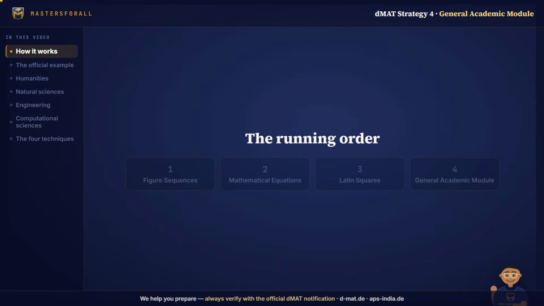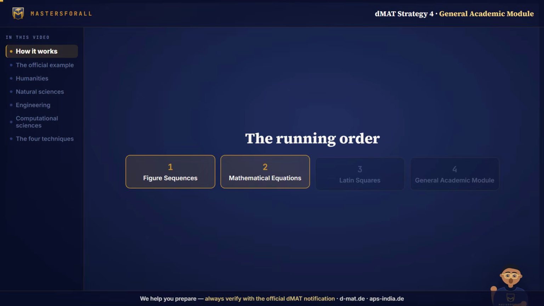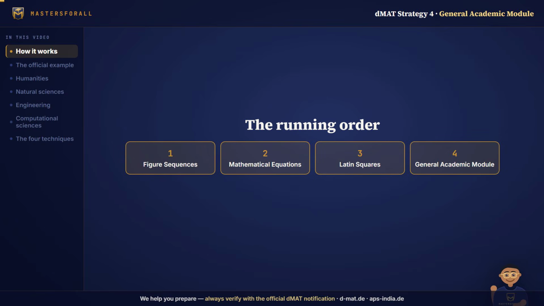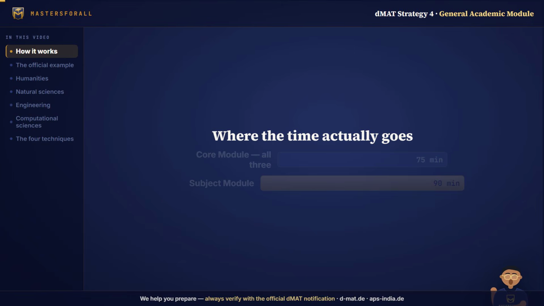The running order. 1. Figure sequences, done. 2. Mathematical equations, done. 3. Latin squares, done. 4. The general academic module, today. After today, you have seen the whole exam. And I have saved the biggest for last.